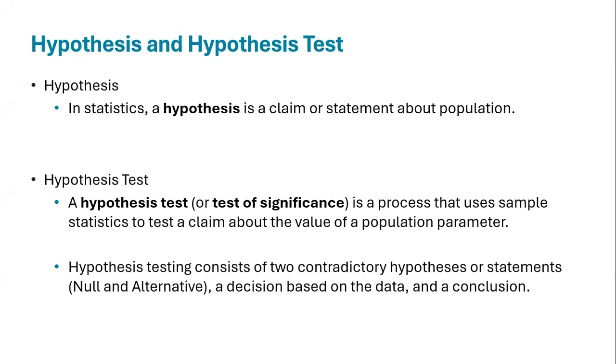In every hypothesis testing, we always have two hypotheses or two statements, which are called the null and alternative hypothesis. Null and alternative hypotheses are always two contradictory statements. One of them is always the claim, and the other one is contradictory to the first one, which is completely opposite.